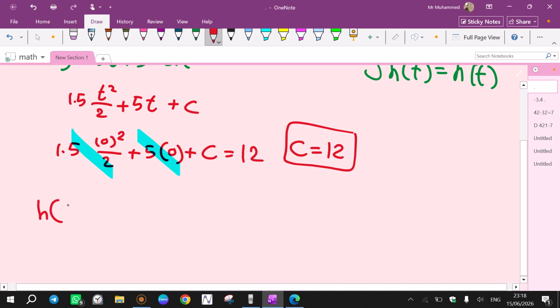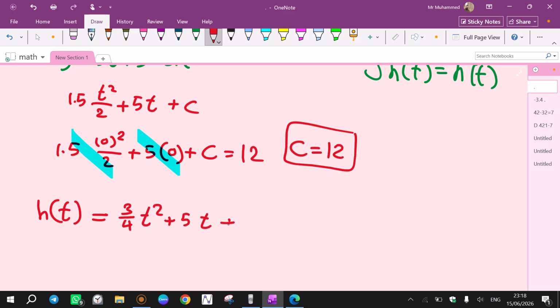Finally, h of t equal to h of t, not x. There is no x for this question. It's just t. Equal to 1.5 t, I can write it as 3 over 4 t squared plus 5t. Instead of c I can write plus 12, or you can just keep it like this. 1.5 t squared over 2, this one is also correct. 1.5 t squared over 2 plus 5t plus 12. This is the function h of t.